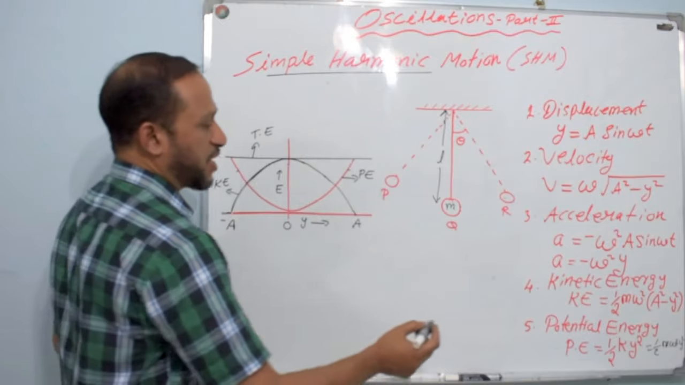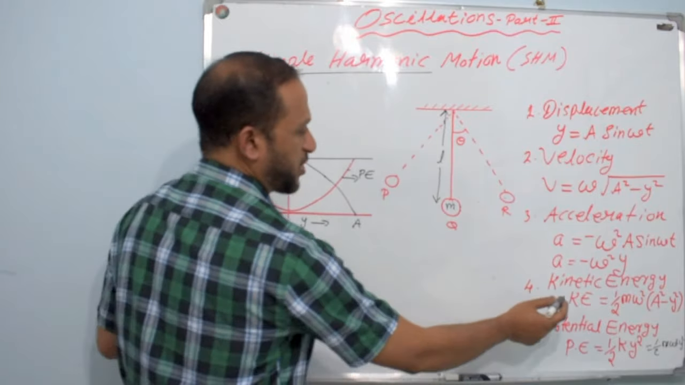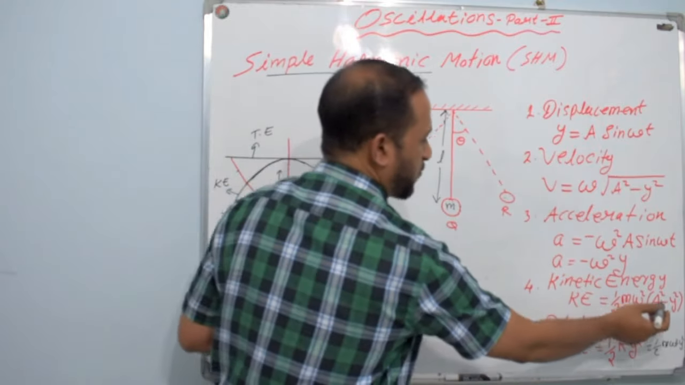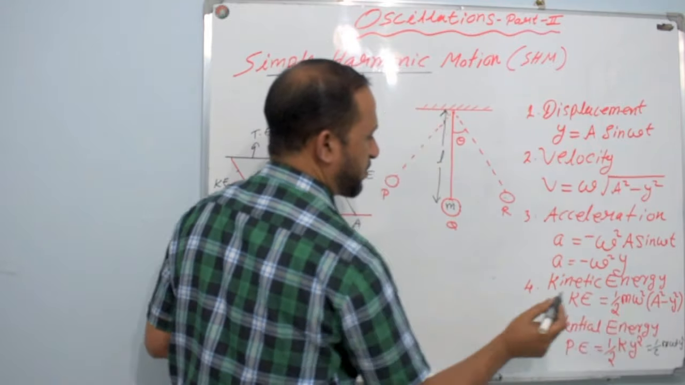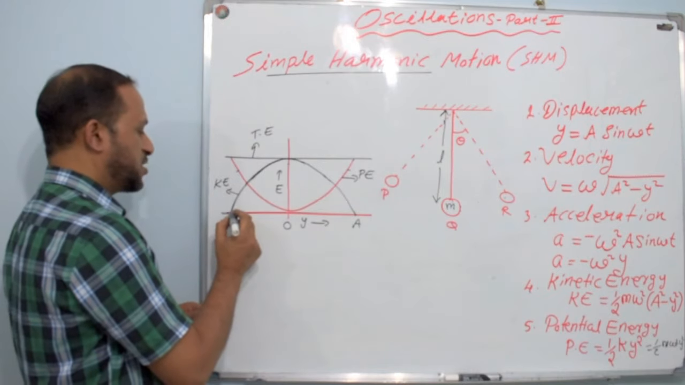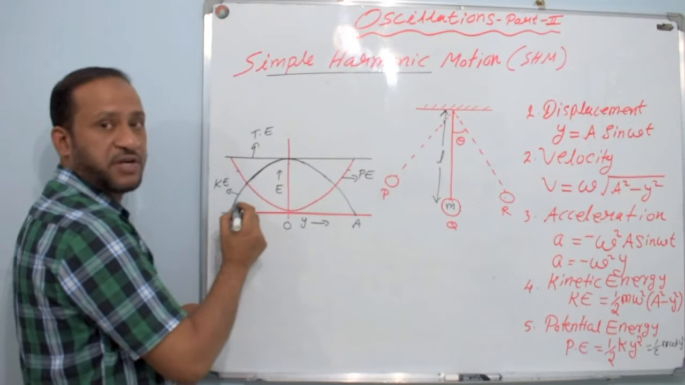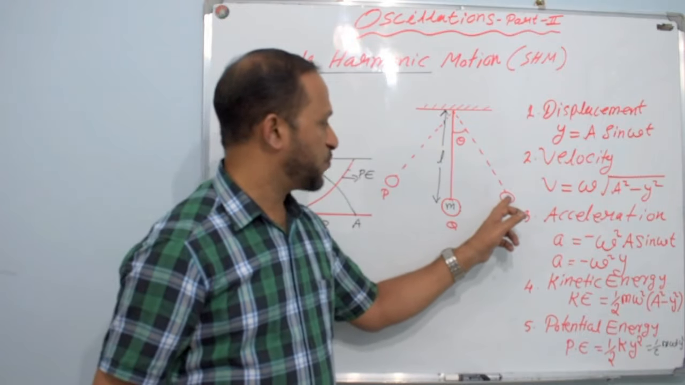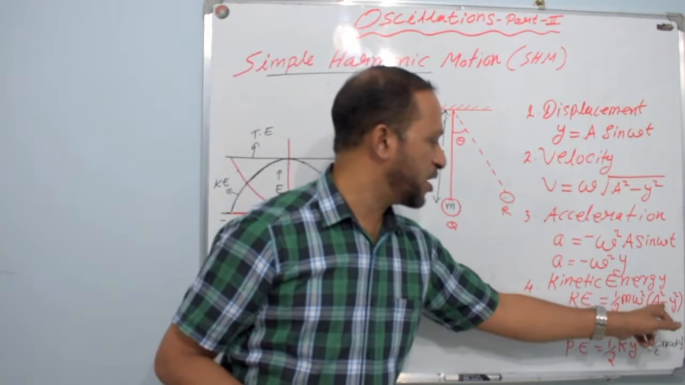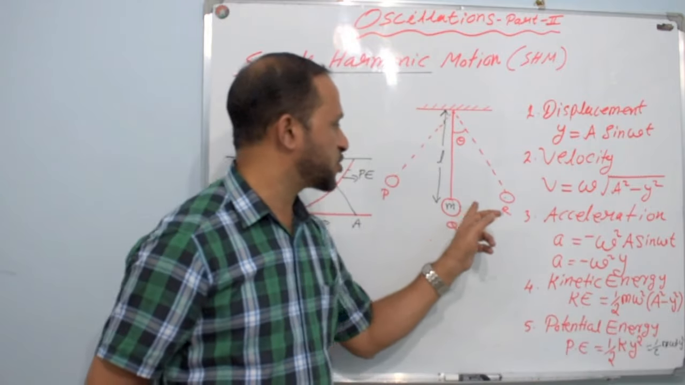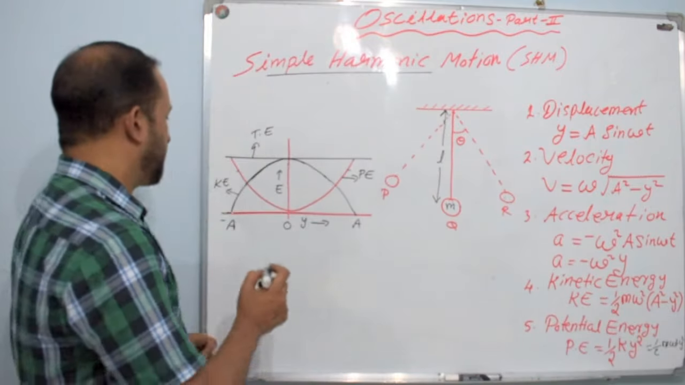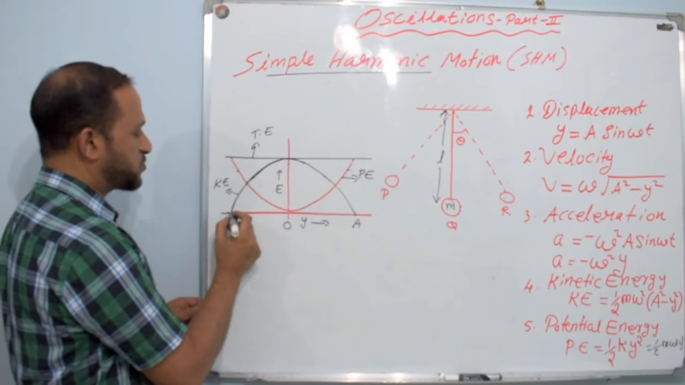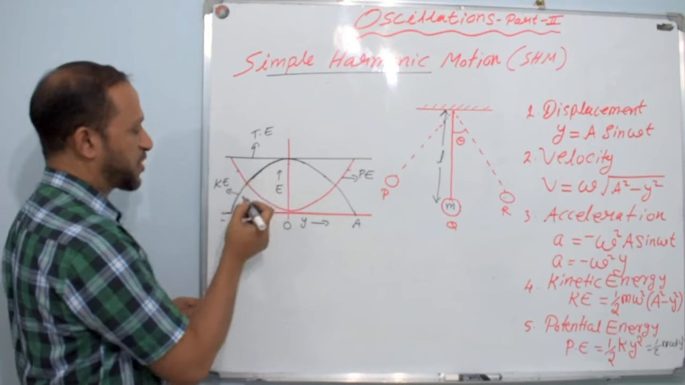Now when we consider the equation of kinetic energy, at the mean position, y equal to 0, kinetic energy becomes maximum. So this black curve represents the variation of kinetic energy. At the extreme position, y equal to A, A square minus A square is 0, means at the extreme position, kinetic energy is 0. Means at these two extreme points, kinetic energy is 0.